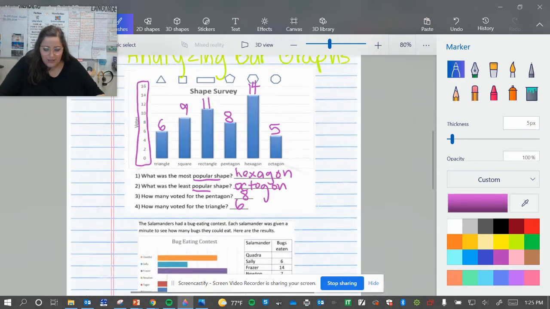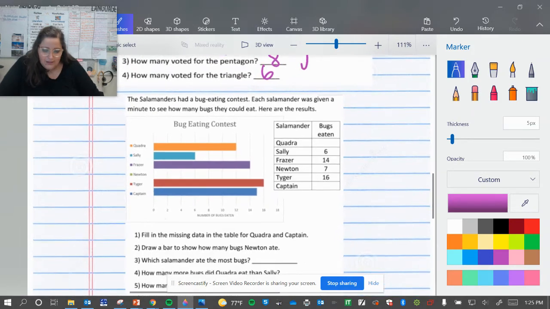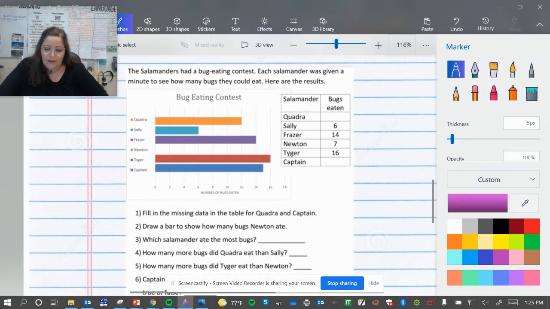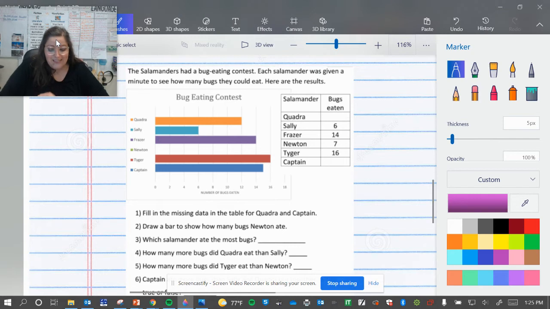Okay. So going down here, this is a little bit higher level, and we're going to practice what is happening. It says the salamanders had a bug eating contest. Gross. Each salamander was given a minute to see how many bugs they could eat. Double gross. Okay. So they have made a bar graph for each of these, and our y-axis is showing us what? We need to label it. These are the salamanders.